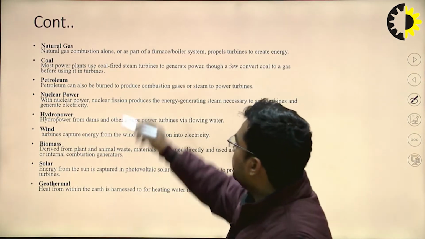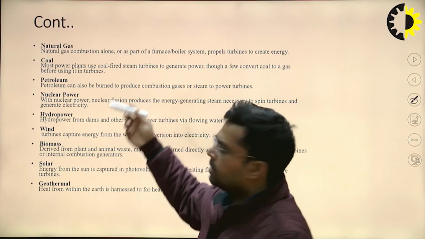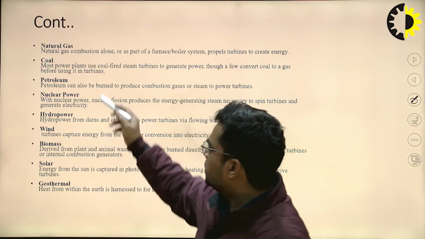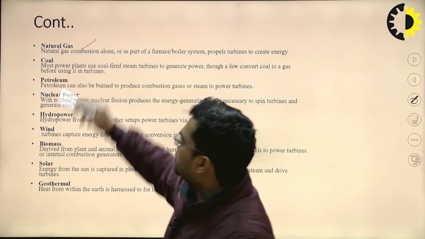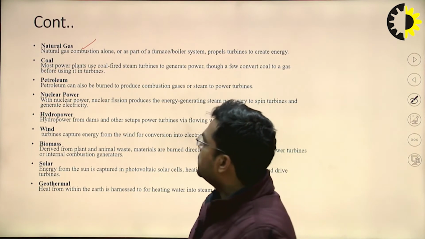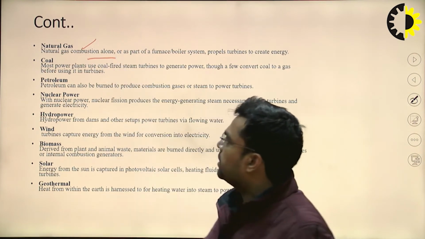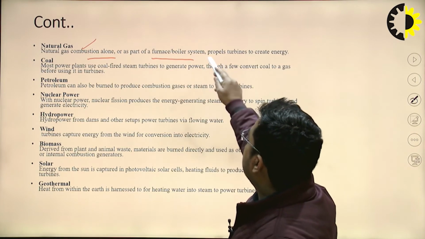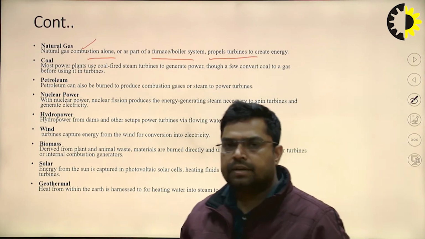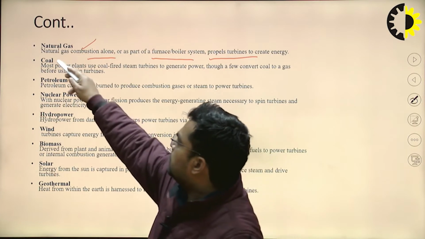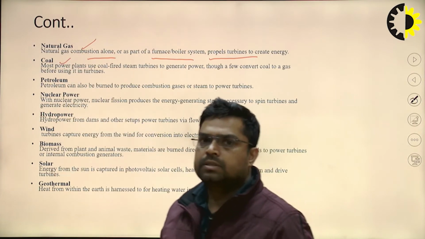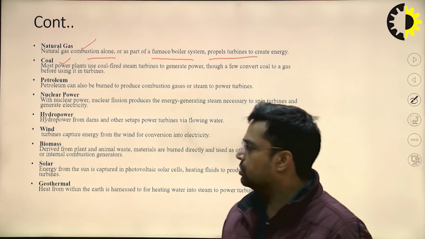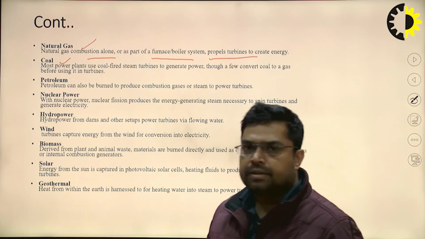So these are the major sources, and how they generate, where they generate. Some of the listing of the sources of energy, like natural gases. Natural gases we can combine alone, and this is part of the furnace boiler system to generate steam. Another one is coal. This is used in coal based thermal power plants for generating steam, and further it is used for producing electricity.